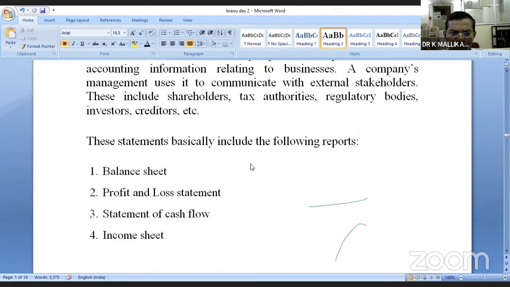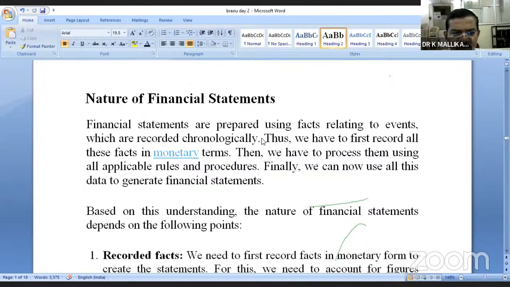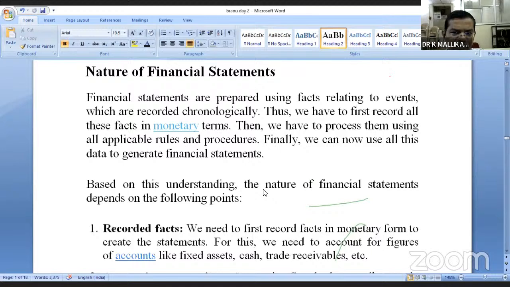So there are different kinds of financial statements. We know the balance sheet, profit and loss account statement, or it's called the income statement, and statement of cash flows. Okay. So these are the basic ones. What is the nature of these financial statements? Financial statements are prepared based on facts related to events which are recorded in chronological order. Based on the first day, second day, third day. See, it starts with 1st April and ends with 31st March.